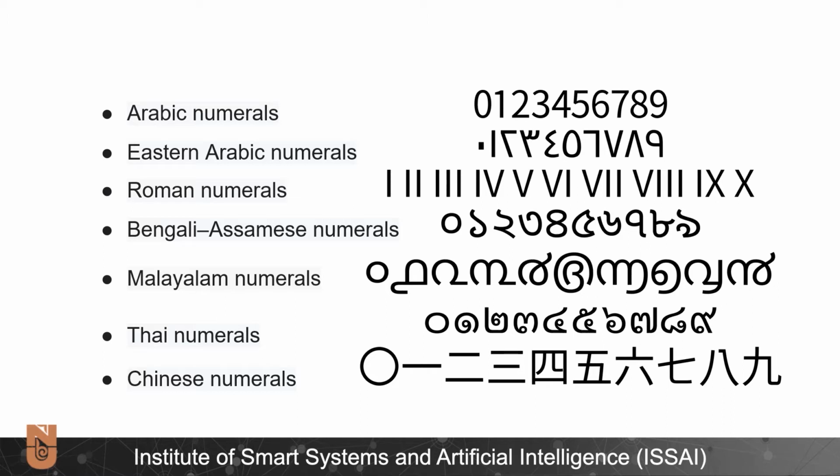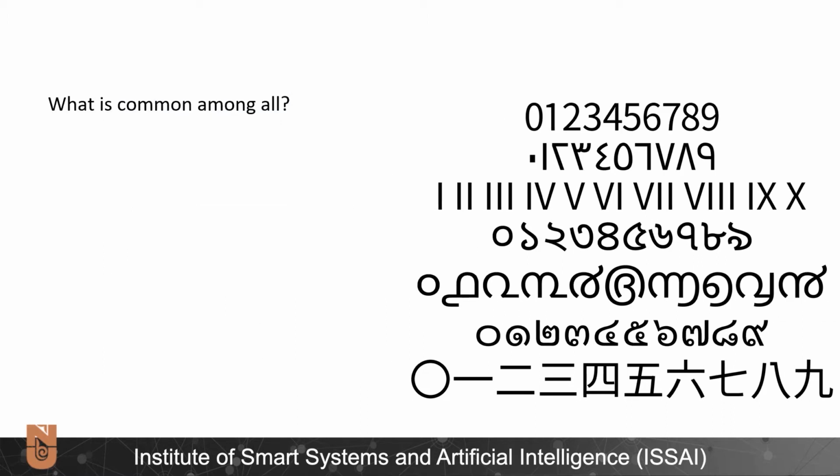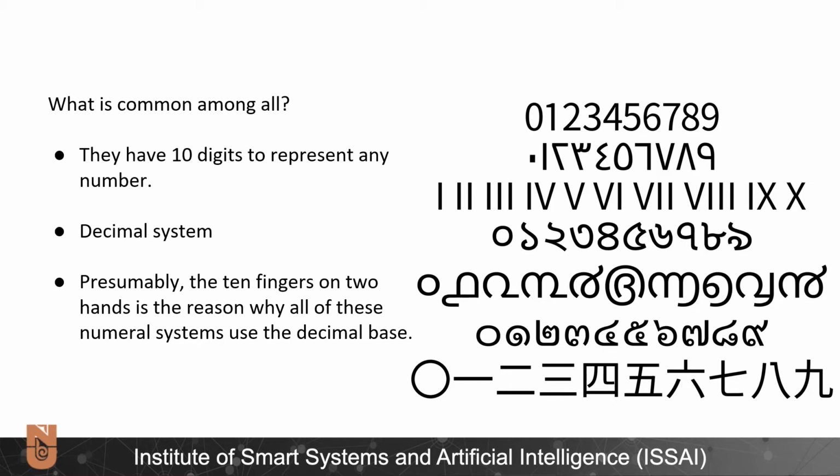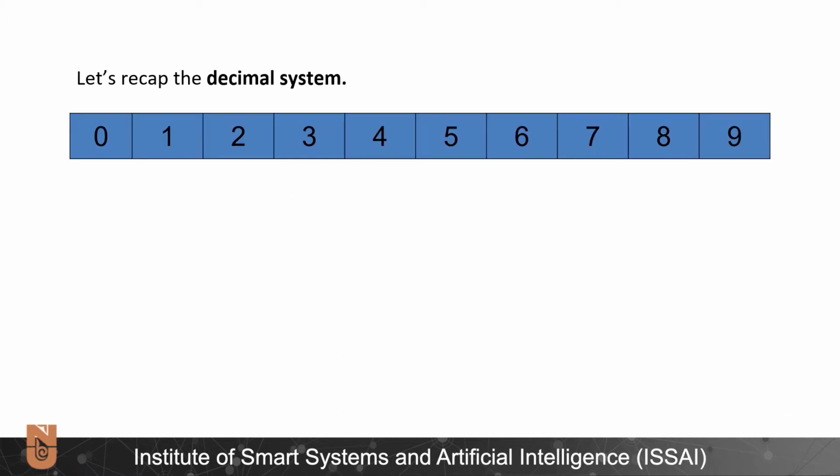But here's the question. What is the common thing among all? Well, the common thing among them is that they use 10 digits. The accepted name for these numerals is the decimal system. The reason why all of these numerals use 10 digits to represent numbers might be that we have 10 fingers on our hands. When we have a little notion about numbers and numerals, let's recap the decimal system.